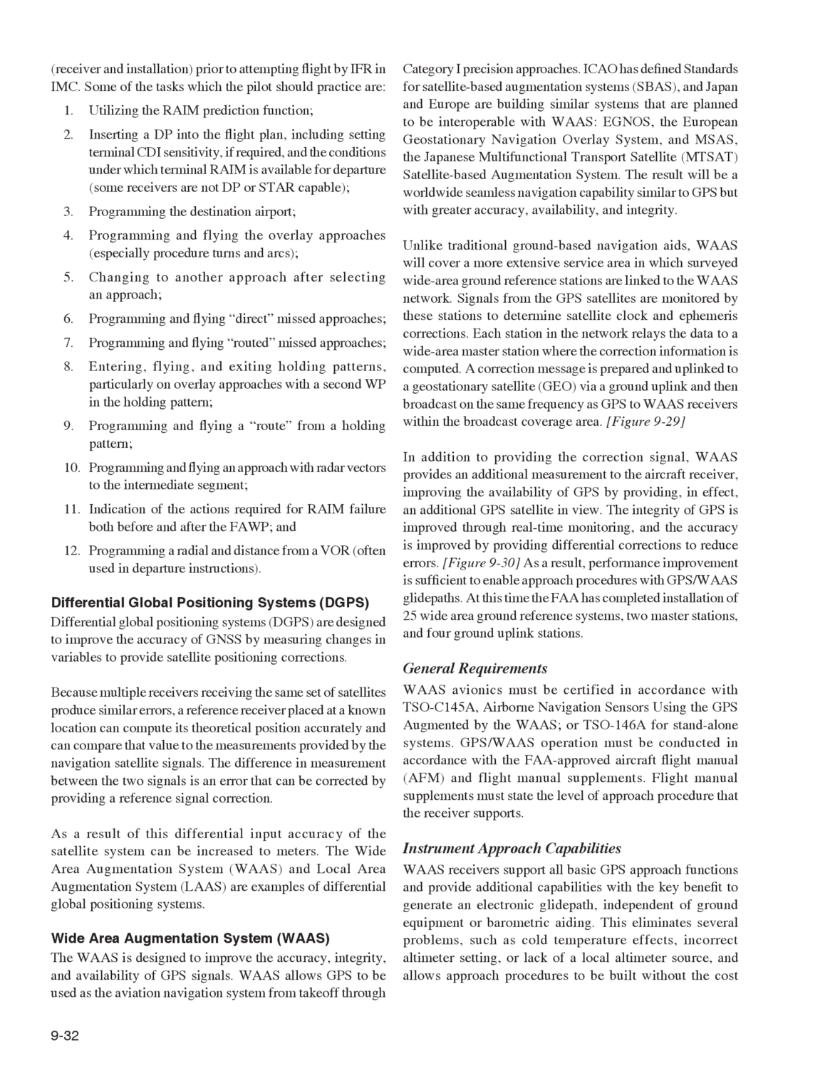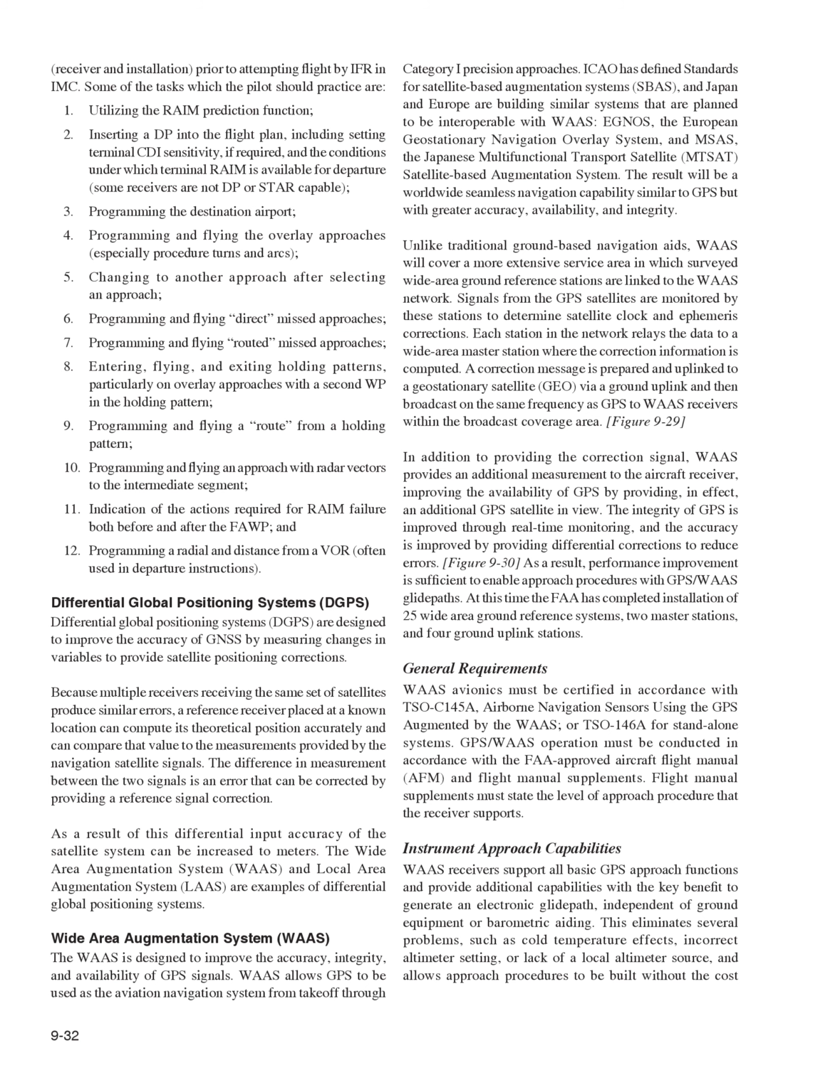10. Programming and flying an approach with radar vectors to the intermediate segment. 11. Indication of the actions required for RAIM failure both before and after the FAF, and 12. Programming a radial and distance from a VOR, often used in departure instructions.